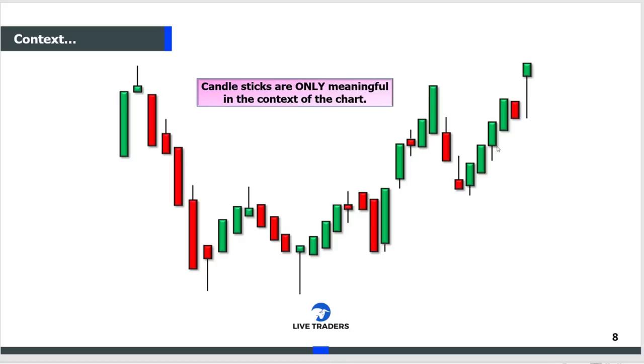So right here, the context is 4 green bars with a little red bar and then a bottoming tail, but you're still at some pivot resistance. So yes, this is still bullish, but I'm actually believing the stock will go higher down here more so than up here, because the stock is already extended over here and there's resistance to the left.